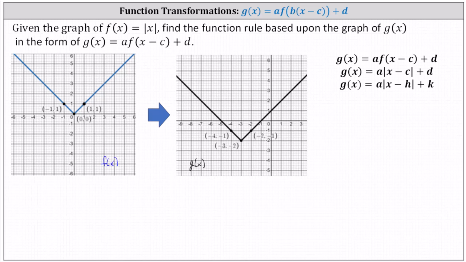Given the graph of f of x equals the absolute value of x, shown here on the left, find the function rule based upon the graph of g of x, shown on the right, in the form of g of x equals a times f of the quantity x minus c plus d.